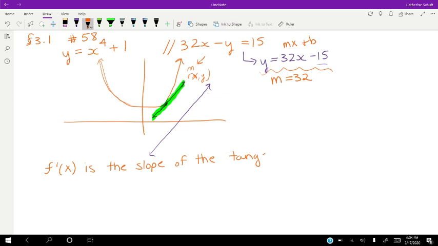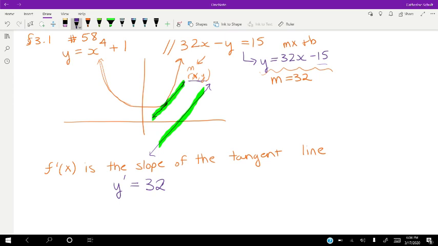And since it has to be parallel, since the slope of the tangent line has to be parallel to y equals 32x minus 15, remember, parallel lines have the same slope. Parallel lines have the same slope. So the slope of our new tangent line has to be m equals 32. So how we're going to figure out where that is, we have to figure out where the derivative is equal to 32. Oopsies. So where is the derivative equal to 32? So that's the question. And if we can answer that, we can write the equation of the line.